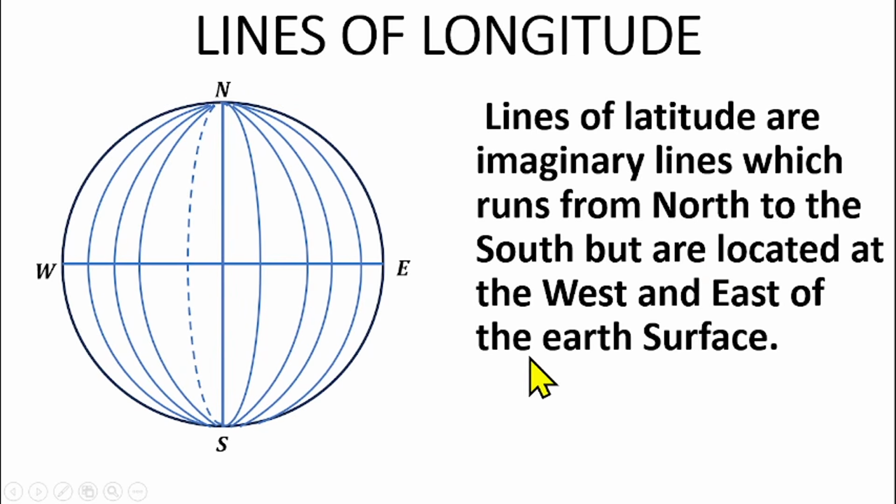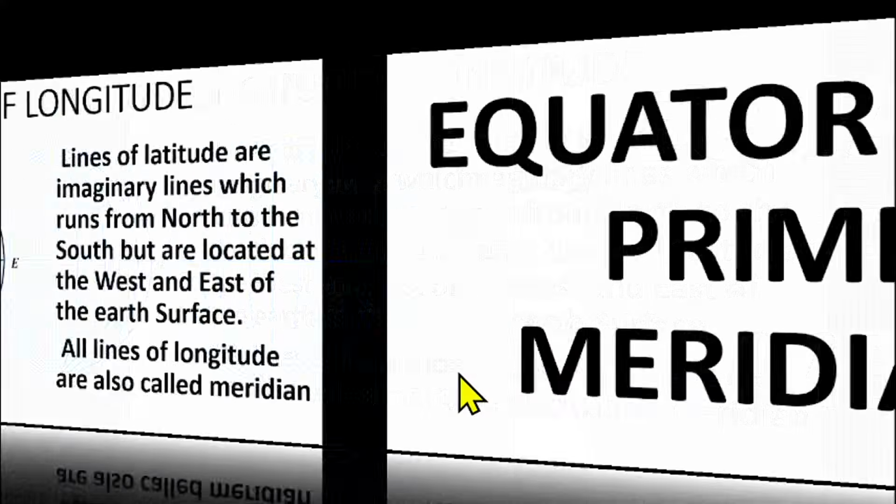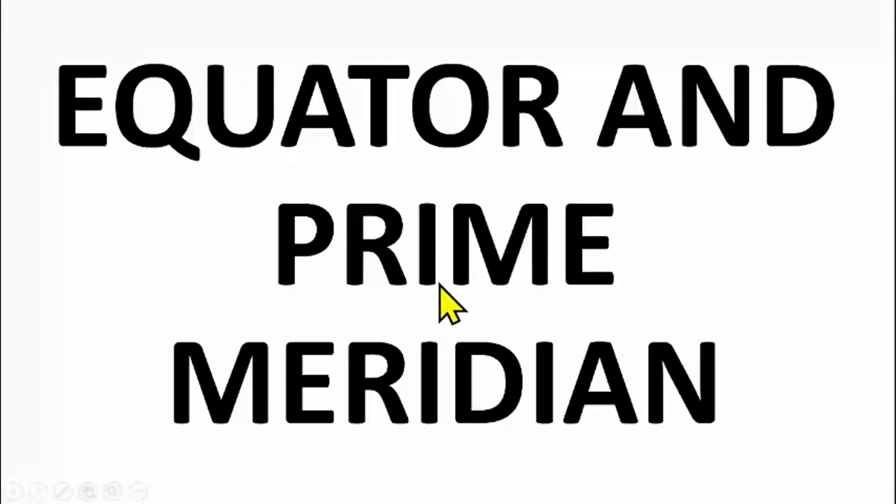Now that we understand what a line of latitude and line of longitude are, let's see. Lines of longitude are also called meridians. So another name for line of longitude is meridians. So if I mention meridian, you know that I'm referring to line of longitude also. So all lines of longitude are also called meridians. Now let's talk about equator and prime meridian.